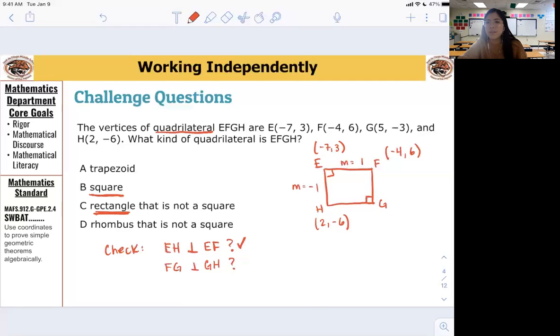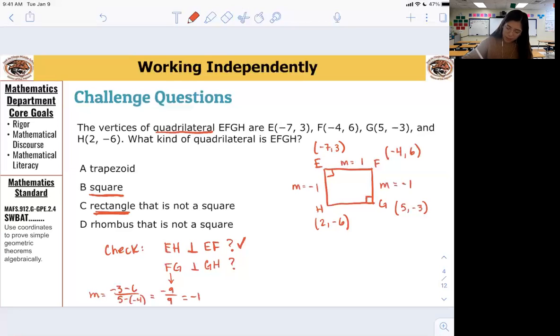All right, so for FG, I know that G is (5, -3). Slope for FG, what am I plugging into my formula? Negative 3 minus 6 over 5 minus parentheses negative 4, which equals 5 plus 4. All right, so what do I get? Negative 9 over 9, which is negative 1. So this is negative 1.